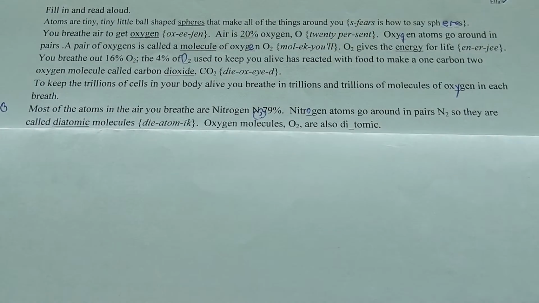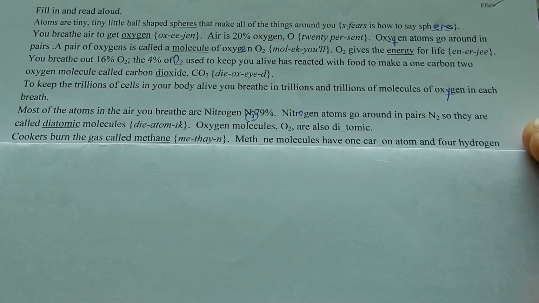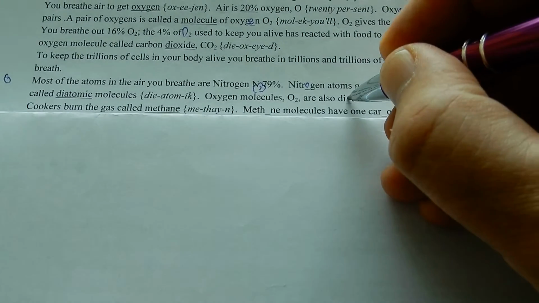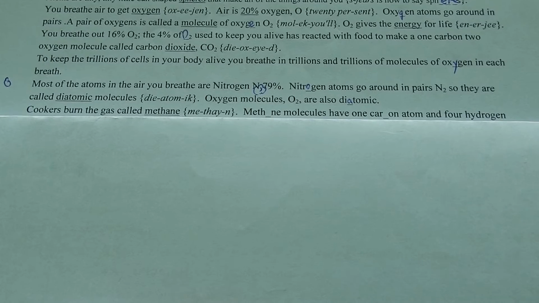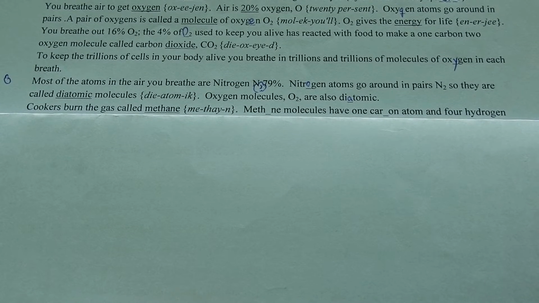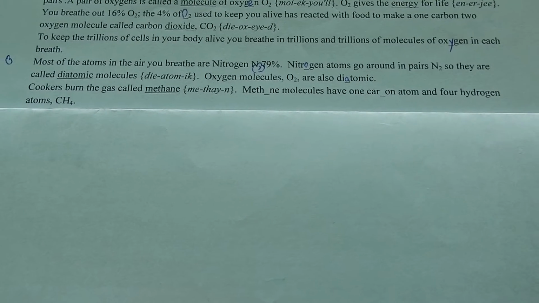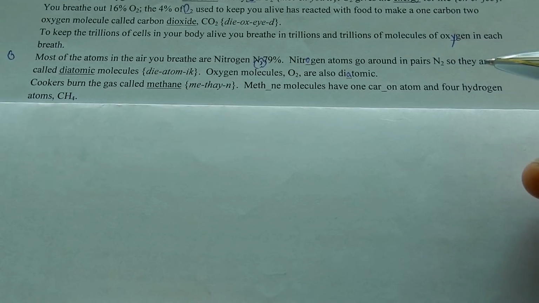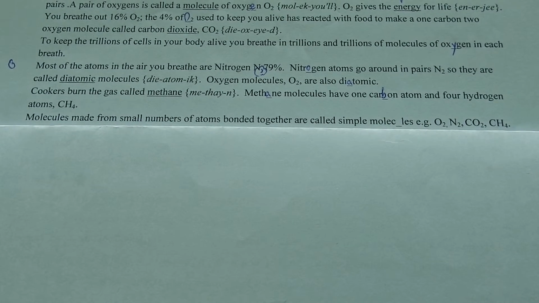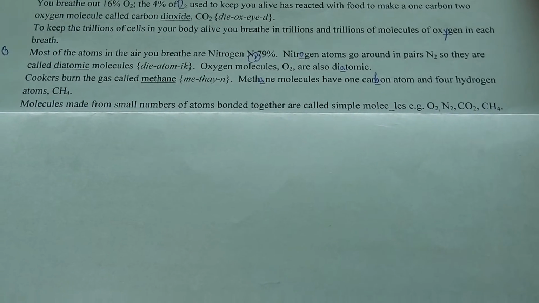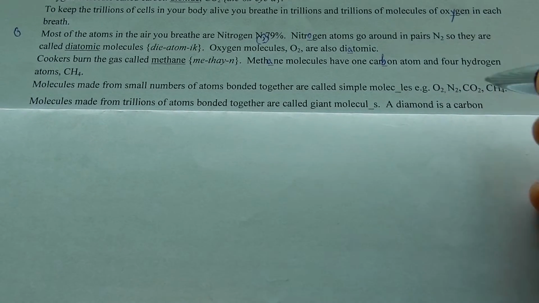Nitrogen atoms go around in pairs, N2. So they are called diatomic molecules. Oxygen molecules, O2, are also diatomic. Di means two, like diversion and divorce. Cookers burn the gas called methane. Methane molecules have 1 carbon atom and 4 hydrogen atoms. Molecules made from small numbers of atoms bonded together are called simple molecules, e.g. O2, N2, CO2, CH4, methane.